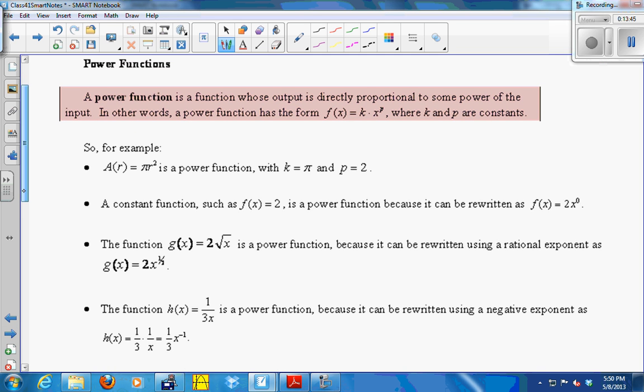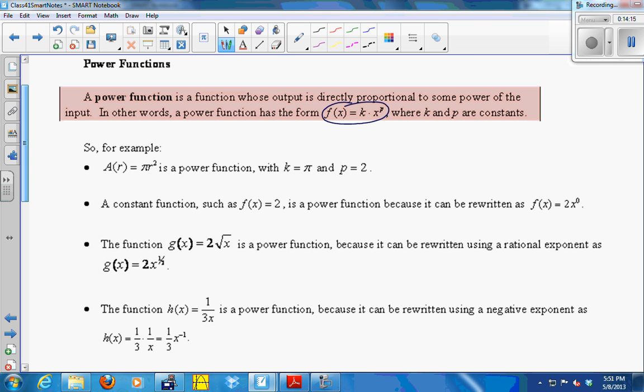So a power function is a function whose output is directly proportional to some power of the input. So it looks like this. f of x equals k times x to the p, where k and p are constants. Right, so the only difference between this and a monomial is that that p number doesn't have to be an integer. It could be a fraction. It could be a negative number.